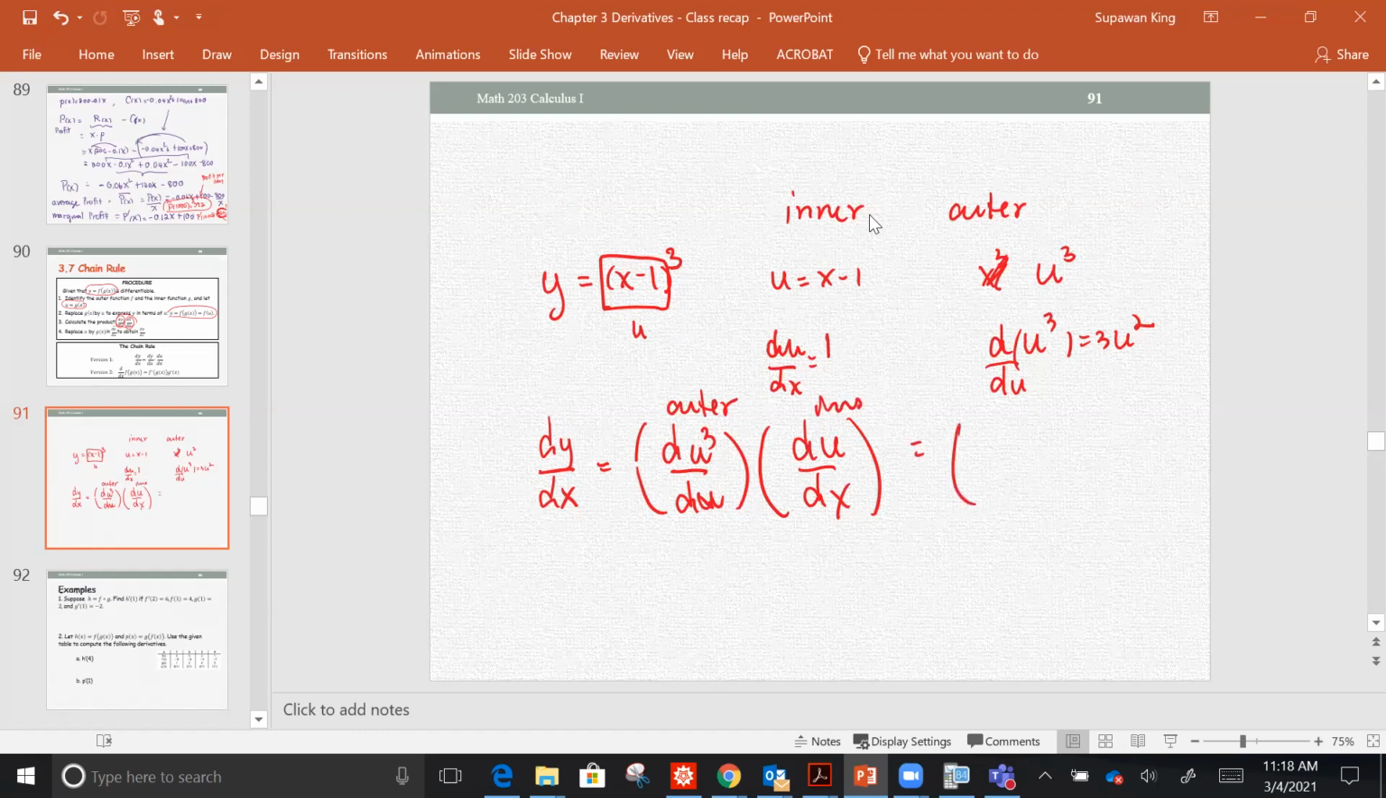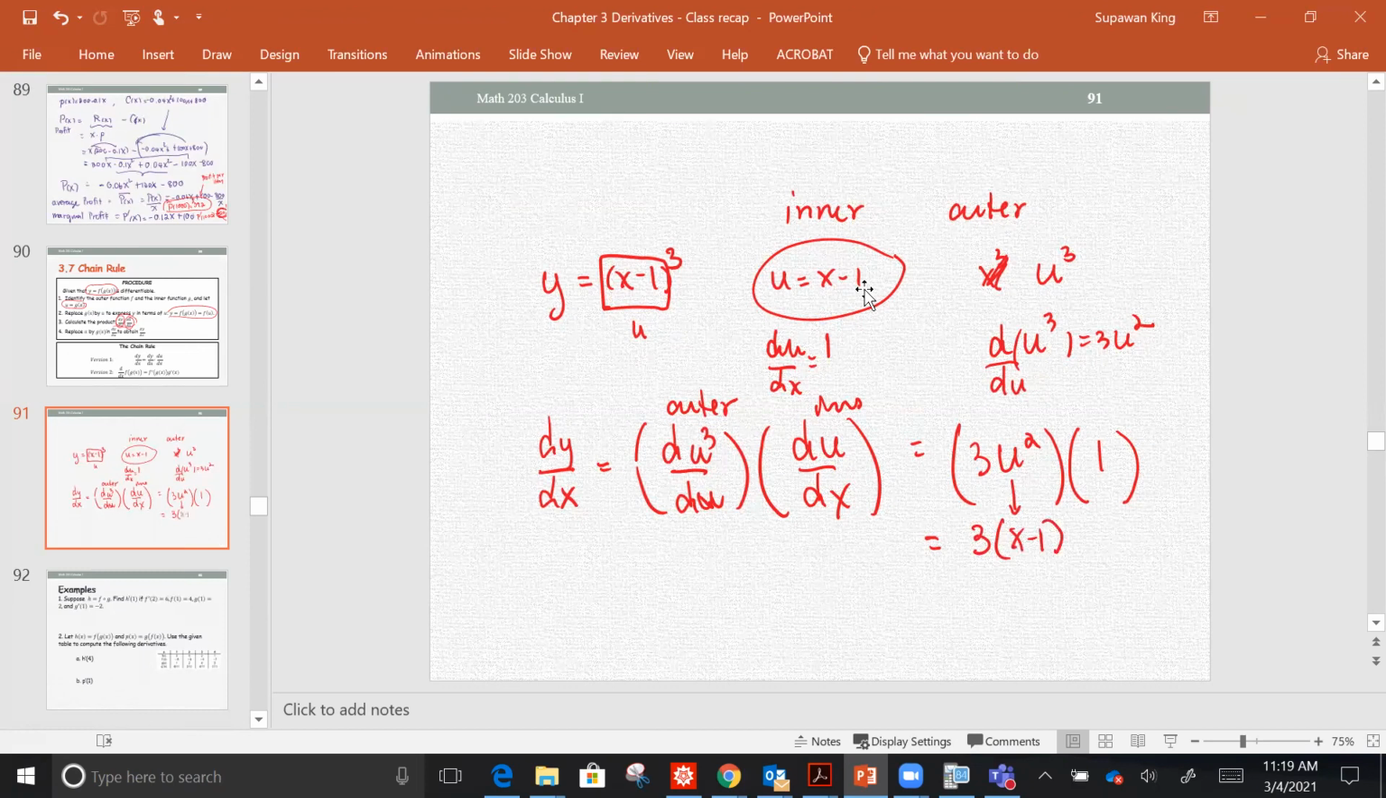And then we put them together. The derivative of u to the third is 3u squared, and the derivative of the inner is 1. Every time you do the u substitution, you bring everything back to the original variable, which is x. So in this case, you have 3 times x minus 1 to the second power as the derivative that we are looking for. Okay, so that's pretty much the way it works out for the chain rule.